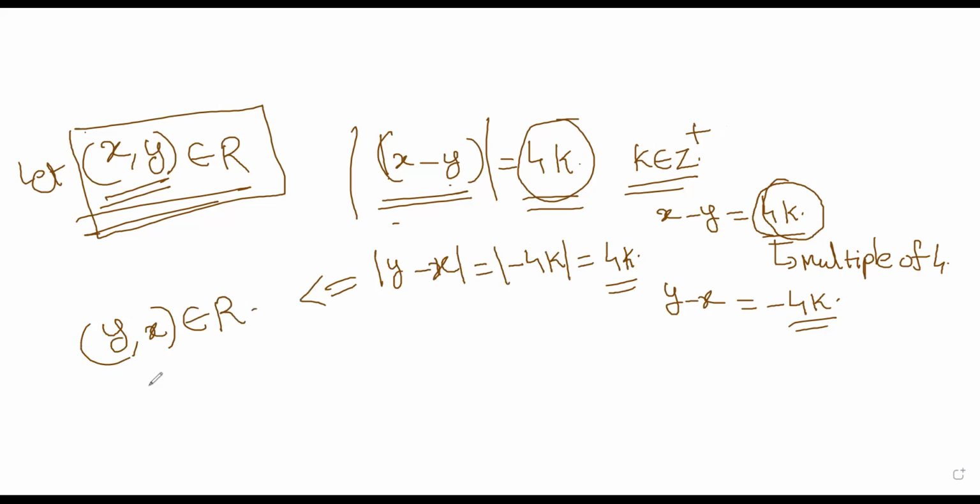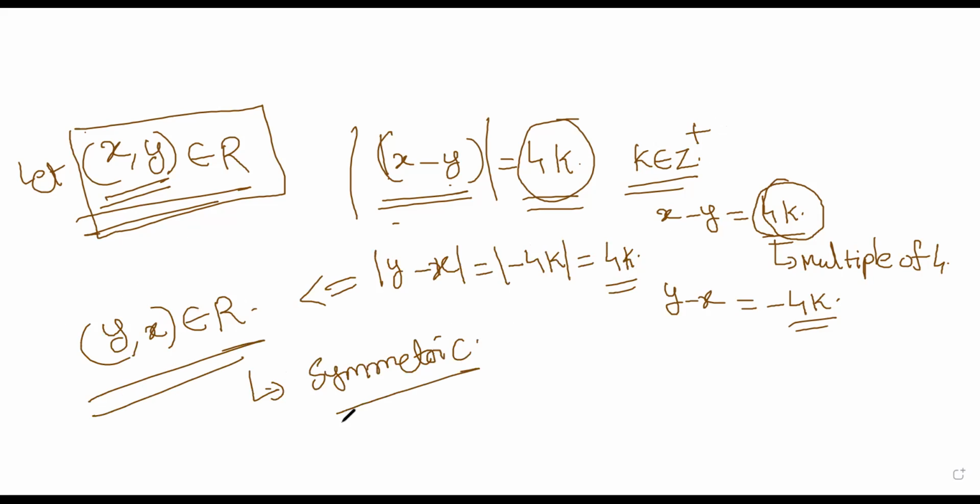So it is a symmetric relation. (x, y) and (y, x), logically we proved that this is symmetric. First part is over. Now, this is the second part I did. The first part is very easy. Whether (x, y) belongs to R is what we have to check.